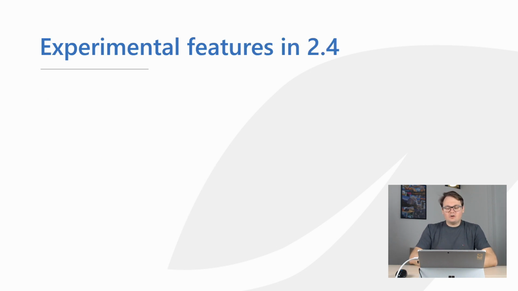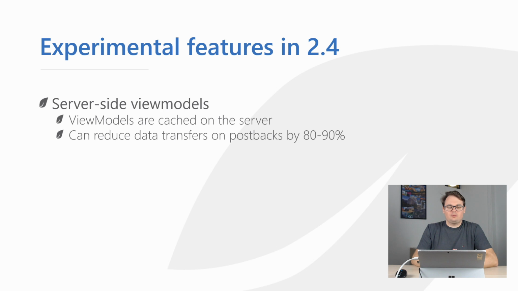And in the current release, 2.4, we have two experimental features. The first of them is very interesting, and it's server-side view models. Basically, we can cache the view models on the server, and thanks to it, the client doesn't need to submit the entire view model. So if the client clicks the button, then only the difference made to the view model on the client side is sent to the server.